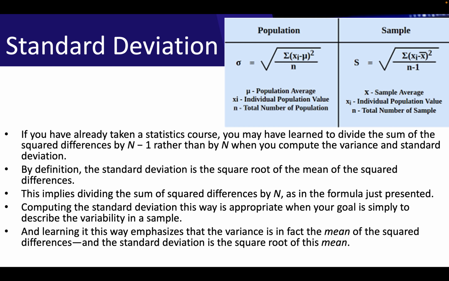By definition, the standard deviation is the square root of the mean of the squared differences. That would be that one. This implies dividing the sum of squared differences by n, as in the formula just presented, like this. Computing the standard deviation this way is appropriate when your goal is simply to describe the variability in a sample. And learning it this way emphasizes that the variance is in fact the mean of the squared differences, and the standard deviation is the square root of the mean.